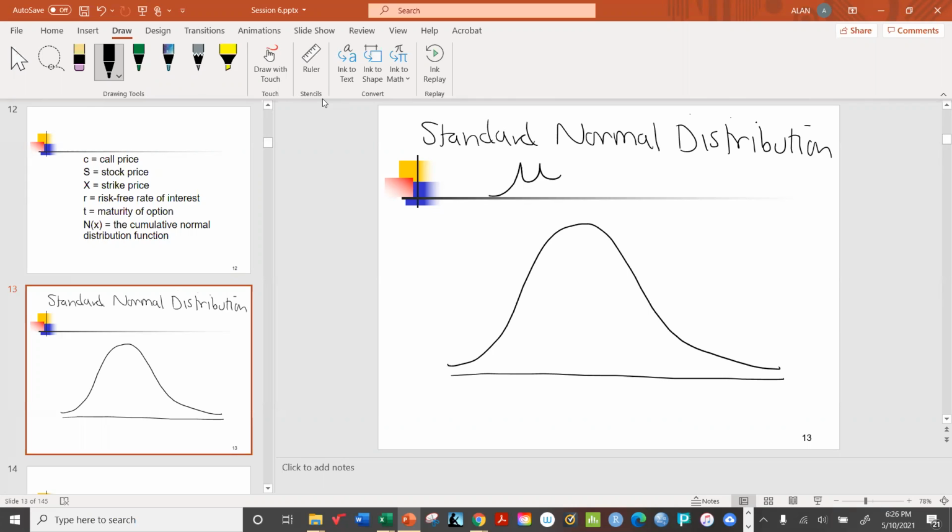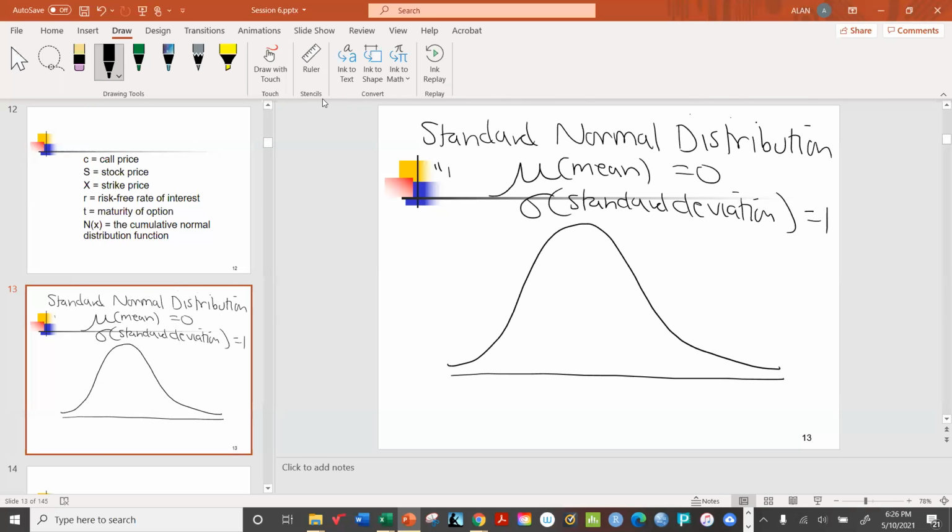The mean is 0, and the standard deviation is 1. Okay, so remember, these are the Greek letters. This is mu, and this is sigma. And they represent the mean and the standard deviation of a probability distribution. And here, the values happen to be 0 and 1. So you could actually draw the center right here, the mean. Okay, the standard deviation simply tells us how spread out the curve is.